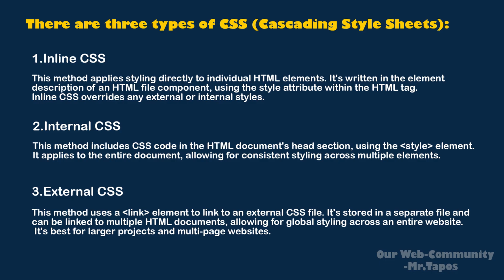There are three types of CSS. First, inline CSS. In this method, we apply styling directly in our individual HTML elements, and it's the most powerful CSS. And second is internal CSS. We write the CSS code under the style element in our HTML document file. And the third is external CSS. In this method we use a link element to an external CSS file. In most cases we use external CSS.